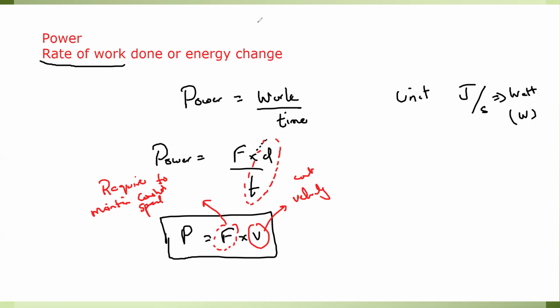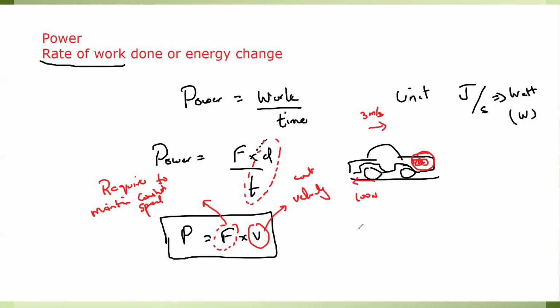Like the best example, say a car. Say there's a car which is experiencing a friction of 100 newtons, and it is moving at a speed of 3 meters per second. The question is how much power the engine should generate to maintain this constant speed.